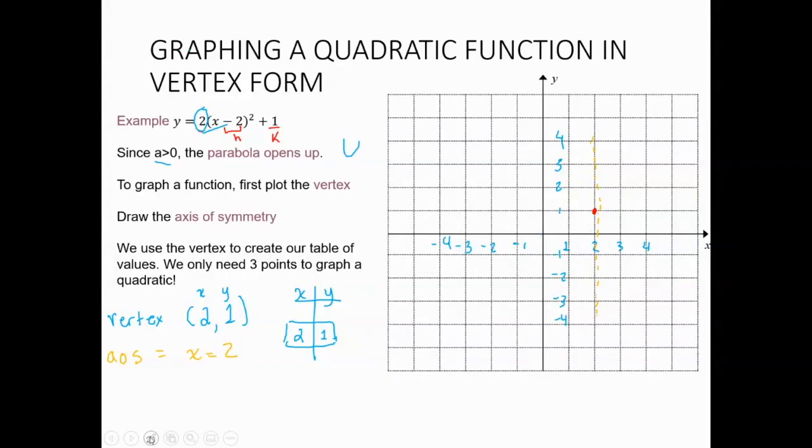Let's maybe pick a couple. Let's do 2, just so we get... but again, you only need 3, but just for the sake of teaching here. So we have 2 and 1 as our vertex.